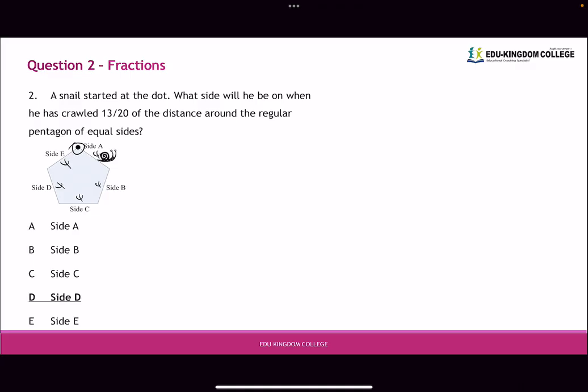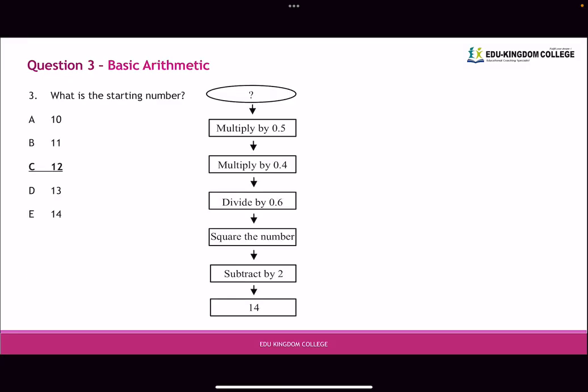And so if the snail crawls 13 out of 20 of the way, then it's going to be, so this is 4, 8, 12, and then 13 is going to be around here. So the snail will finish on side D. Now, basic arithmetic, this is just the working backwards question.